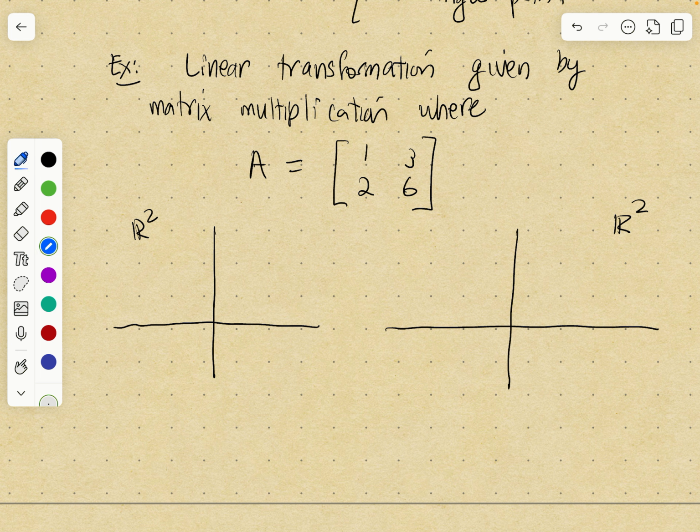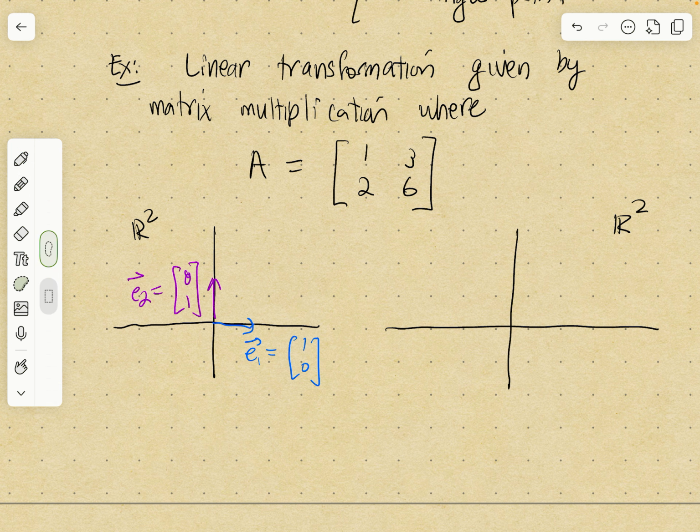So let's look at where the vector E1, which is 1, 0, goes, and let's look at where the vector E2, which is 0, 1, goes. Well, we've seen that when you multiply A by E1, you just get the first column. So you know that A times E1 is going to equal 1, 2. So it's like this.